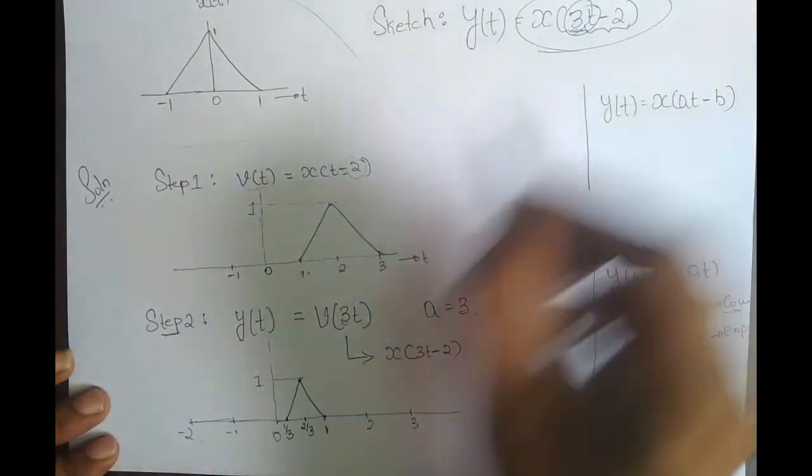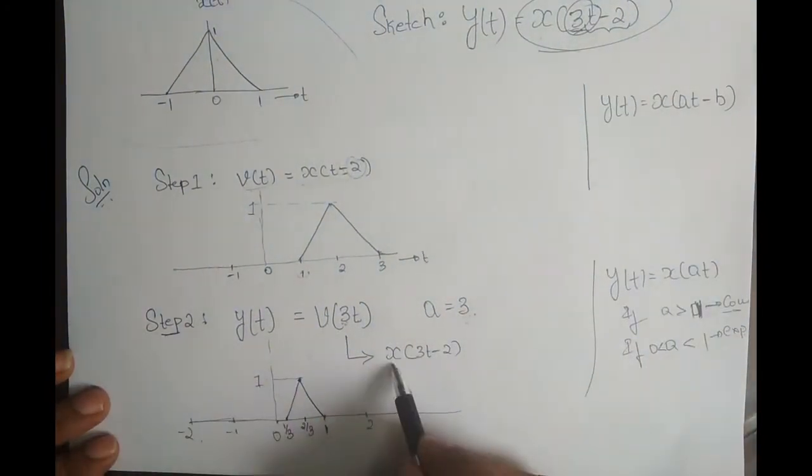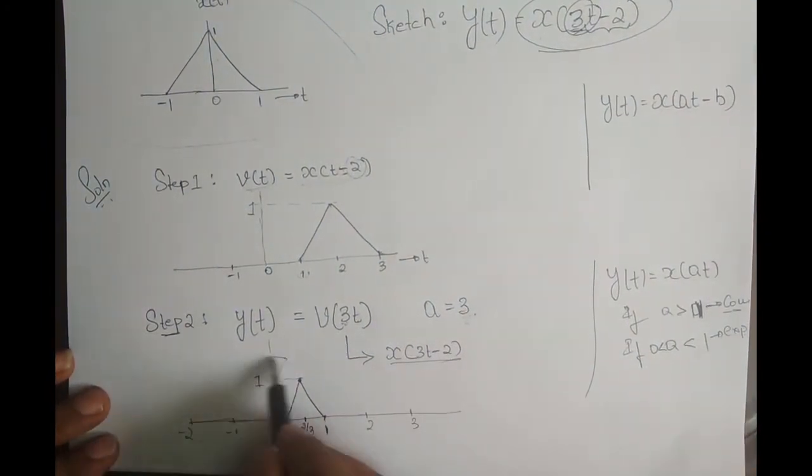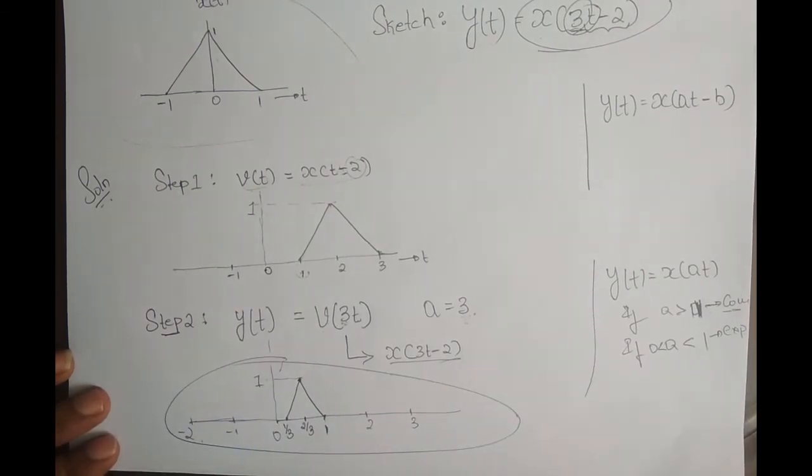So this is what I wanted. I wanted to sketch x of 3t minus 2. So I ended up with x of 3t minus 2, which is this sketch. Okay.